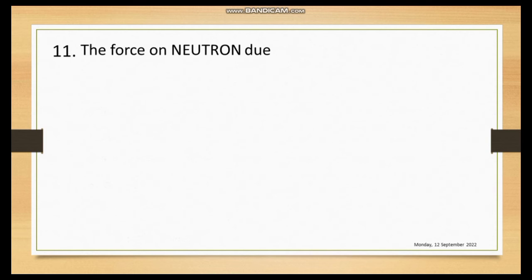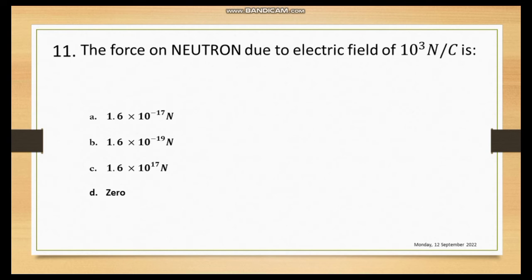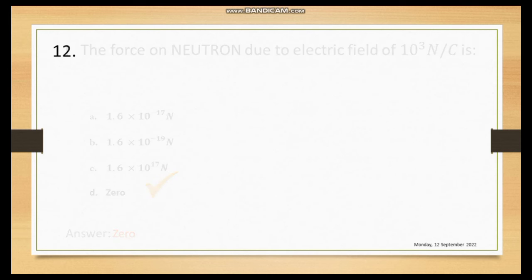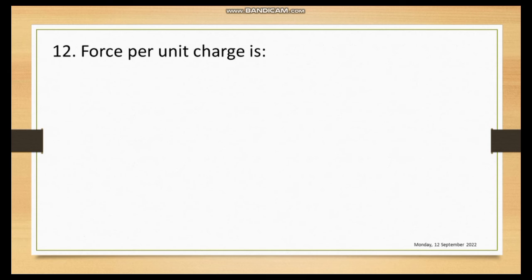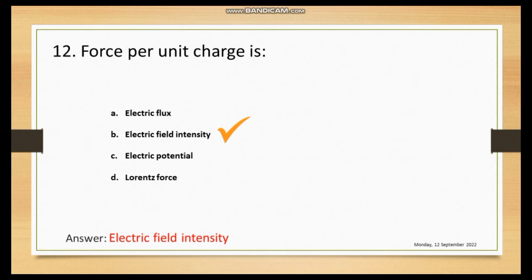The force on a neutron due to an electric field of 10 power 3 Newton per Coulomb is: neutron has no charge, so the force is 0. Force per unit charge is electric field intensity.